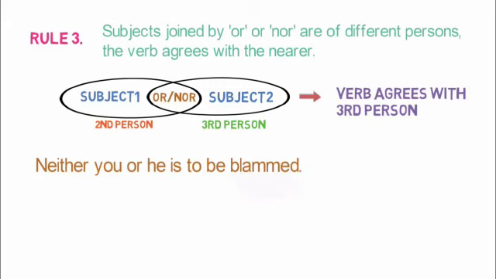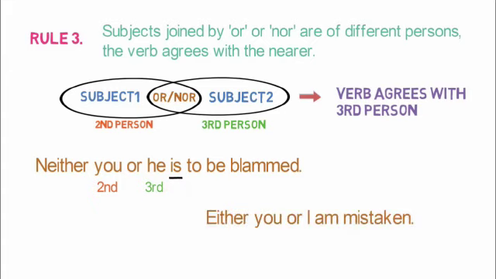Neither you nor he is to be blamed. Here, subject you is in second person and subject he is in third person. But the verb is nearer to the subject he. So, verb is is used. Let's look into one more example. Either you or I am mistaken. Here, am is used, which is nearer to the subject I in first person.